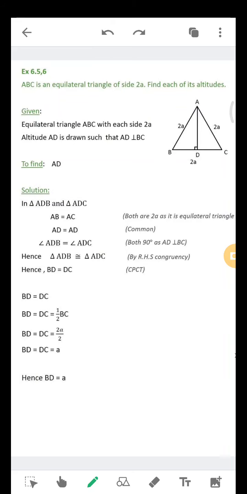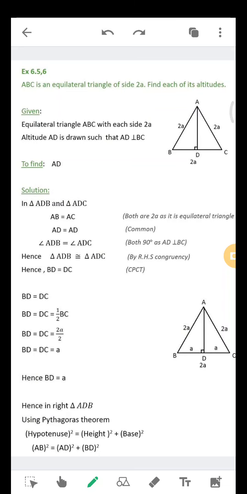Here now we can easily find the altitude by using Pythagoras theorem here. Okay, I have taken the figure here. Hence in right triangle ABD, I can use either this triangle or this triangle, that is my choice. Okay, so I am using the triangle ABD because we have got the length of BD as A and this is hypotenuse. In triangle ABD, I can apply Pythagoras theorem, that is hypotenuse square is equals to, this is your hypotenuse, this is the height, and this is the base here. So AB square is equals to AD square plus BD square.